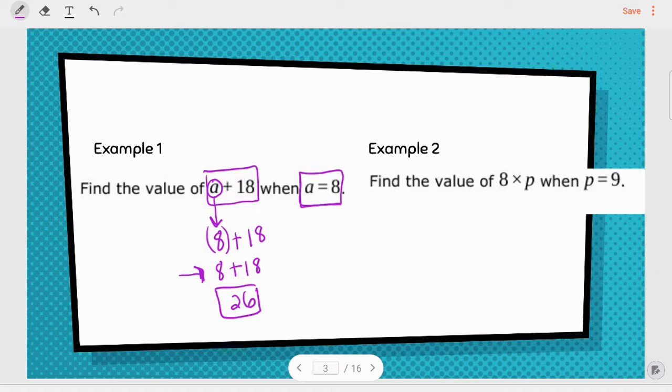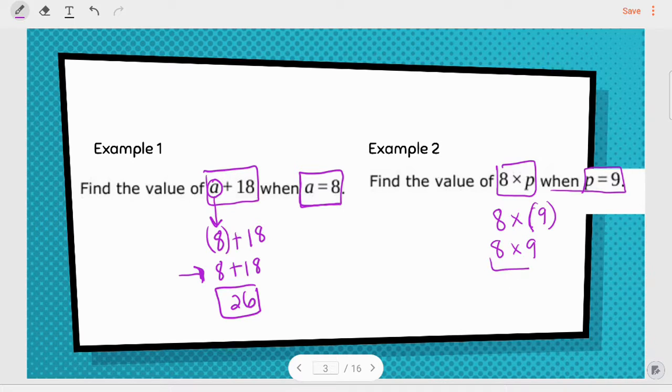So find the value of 8 times p when p equals 9. So I'm going to take this expression right here, and this says that p has another name. p is also known as 9. So I can replace it, and I can rewrite 8 times, parentheses, 9. And I just replace that letter p with a 9. Well, there's nothing going on right outside that parentheses, so I can drop it. 8 times 9.